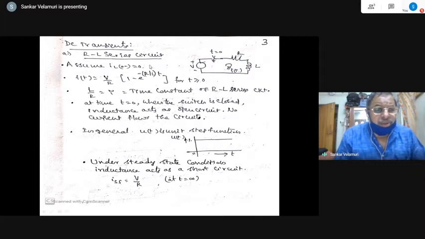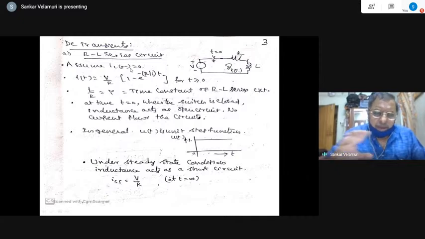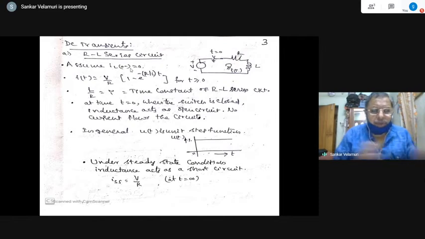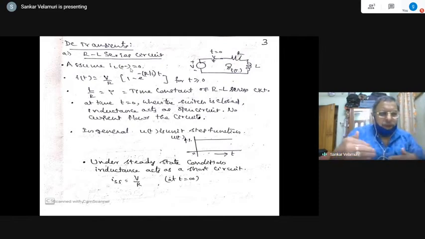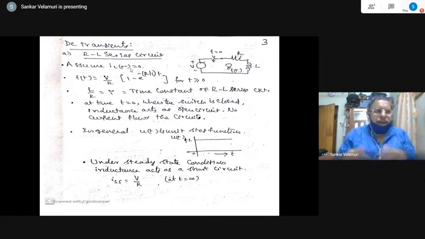So this is the RL series circuit. I want to start with the DC transients. That is why it takes a lot of time, because for every topic you need a transition, a changeover. When going from one topic to another, if we do not give a little gap, there is only continuation.